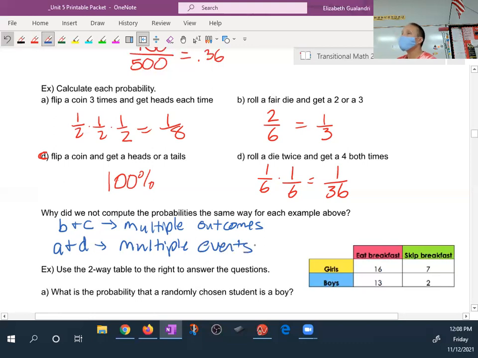In A, we flipped the coin 3 different times. Okay, in D, we rolled the die 2 different times. Okay, so multiple events there. And that's why we multiplied versus we just increased our number on top.